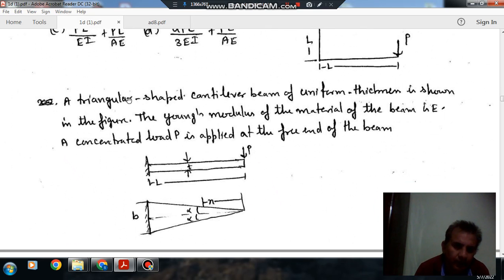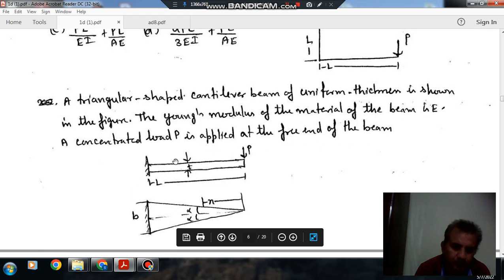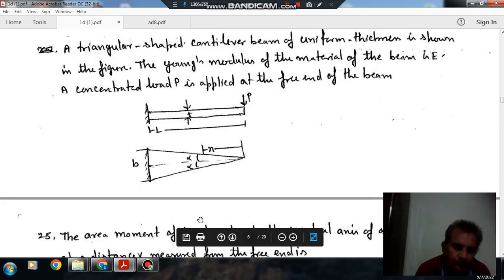Next, a triangular shaped cantilever beam of uniform thickness is shown in the figure. The Young's modulus of the material of the beam is E. A concentrated load P is applied at the free end of the beam. So this is your beam, t is the thickness, P is the load, and its cross section is triangular. So this is x, this is your b, and this is alpha.